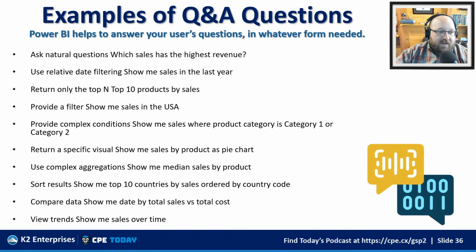So you could say like, hey, what sales unit has the highest revenue? Show me the top 10 products by year by sales. Show me specific product categories in a pie chart. Show me sales trends over time. What's really kind of cool about this, and we'll explore it in a future episode in this series, is that it allows your users to self-service.